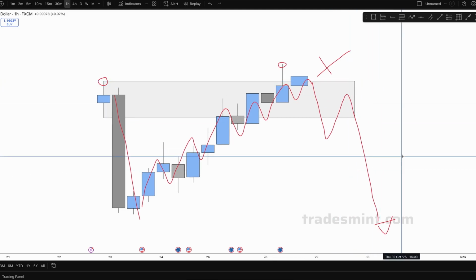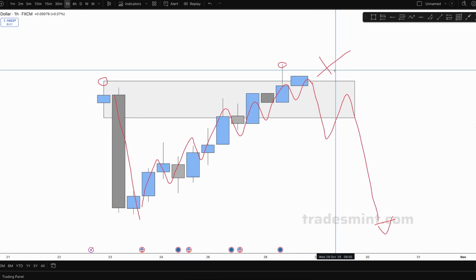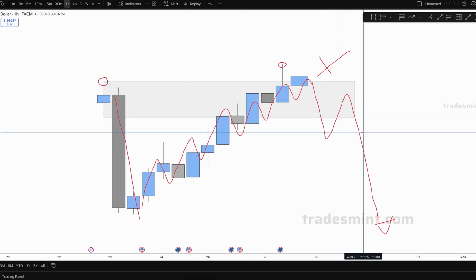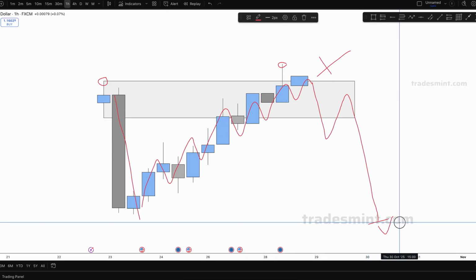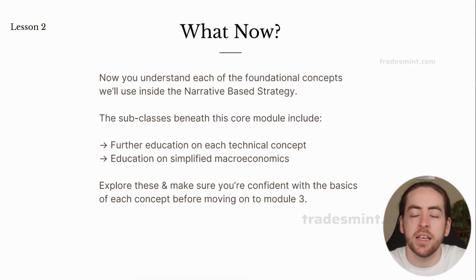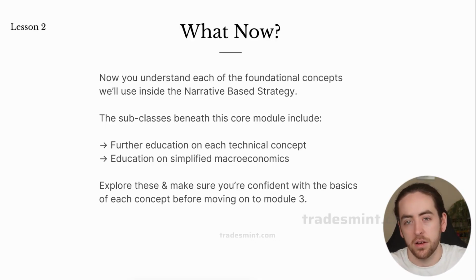Now, the Momentum Masterclass breaks down some depth regarding multi-candle momentum and a bunch of other stuff, so check that out for sure. But that is the last concept we use. Now you understand each of the foundational concepts we'll use inside of the narrative-based strategy. The subclasses beneath this core module include further education on each topic. I want to make sure you're really dialed in, so this is kind of the long bit of the course.